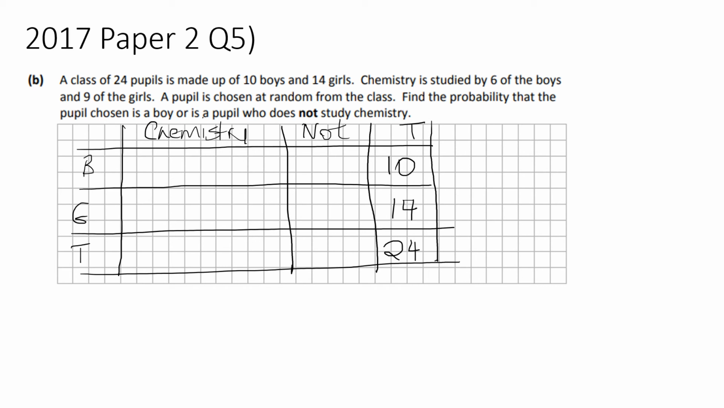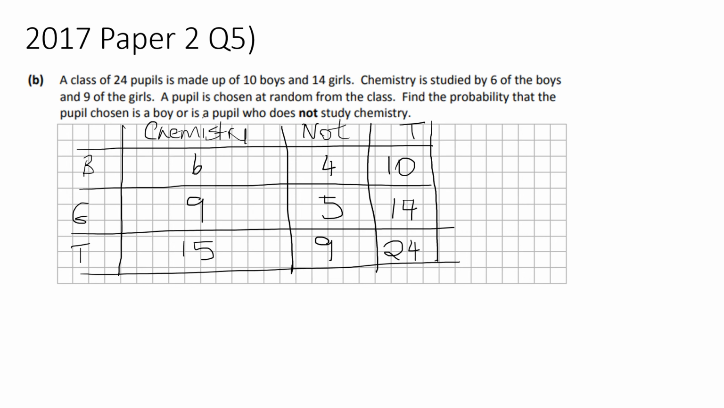Chemistry is studied by 6 of the boys and 9 of the girls. So that means there's 15 who are studying chemistry, meaning that 9 of them don't. It means that 4 boys don't study chemistry, and it means that 5 girls don't study chemistry.